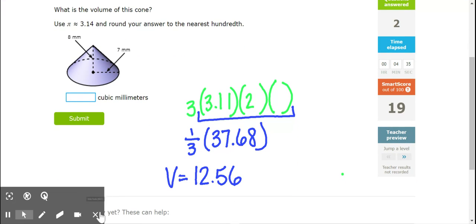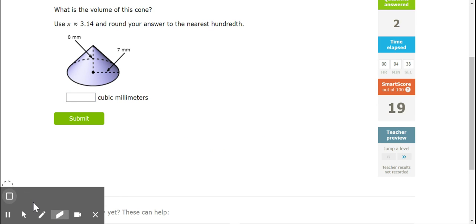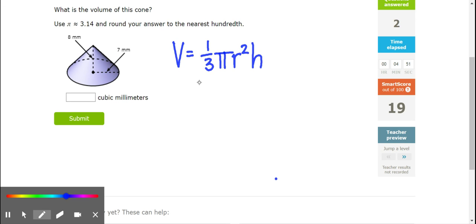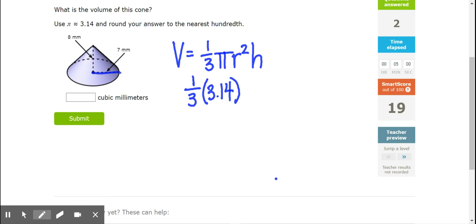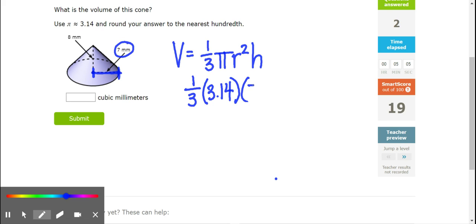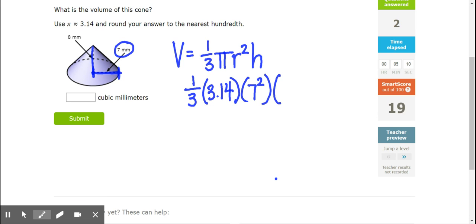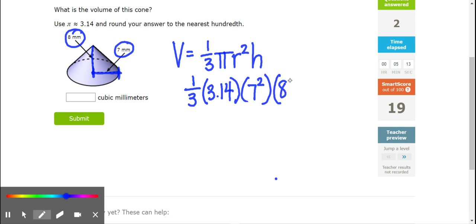Okay, I'm going to do one more cone because I only did 2. So I'm going to do one more, and then I'll be done. The volume of a cone is volume equals 1/3 times pi r squared h. I'm going to bring down the 1/3. Instead of pi, I'm going to use 3.14. I need my radius, which is right here because it goes from center to edge, which is 7. So instead of r squared, I'm going to put 7 squared. And then my height goes from bottom to tip top, and that's going to be 8.